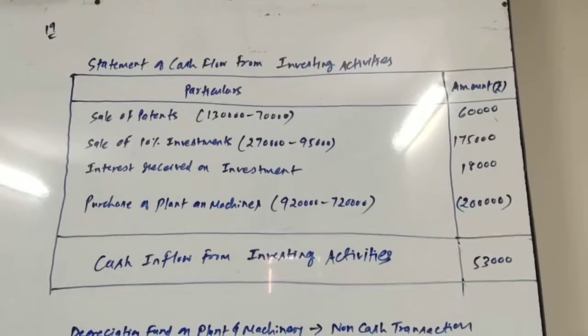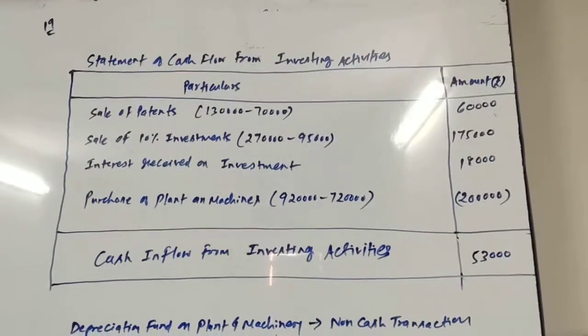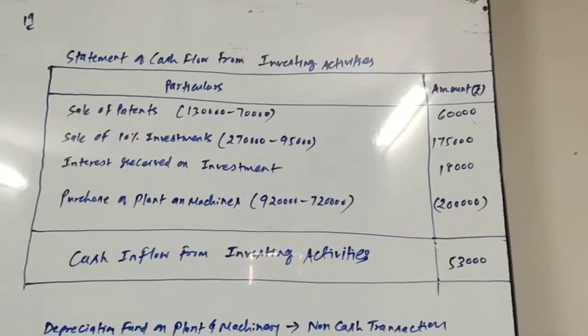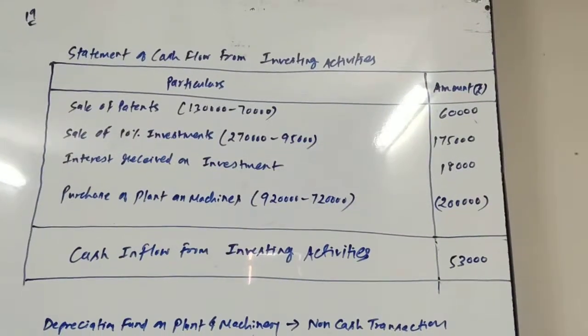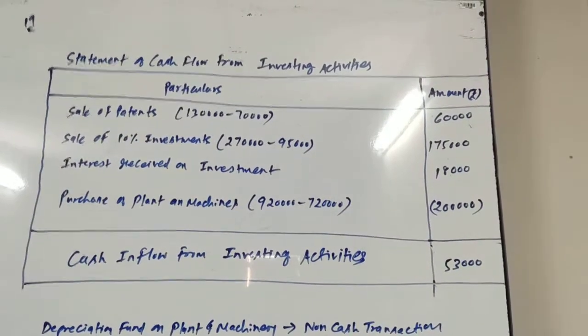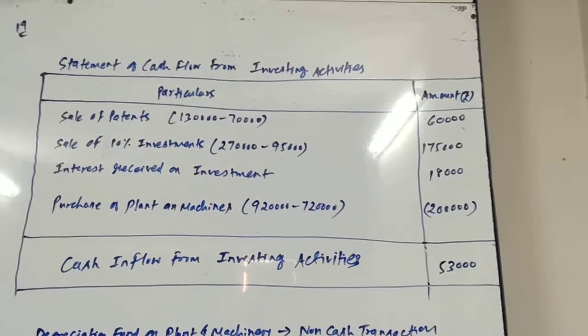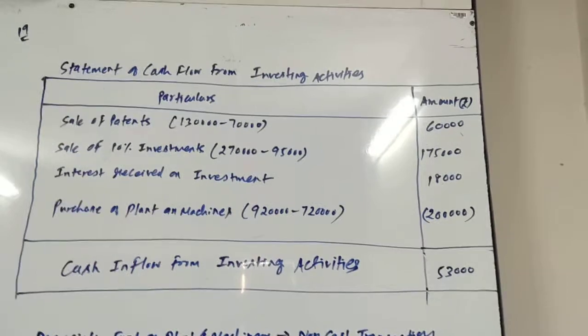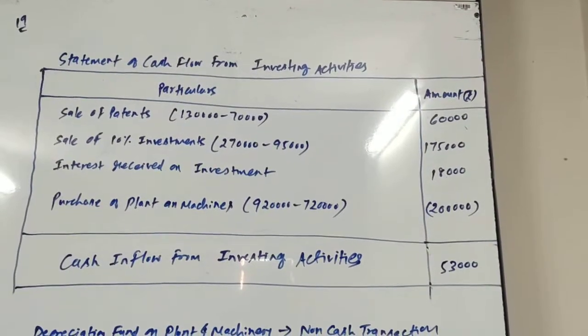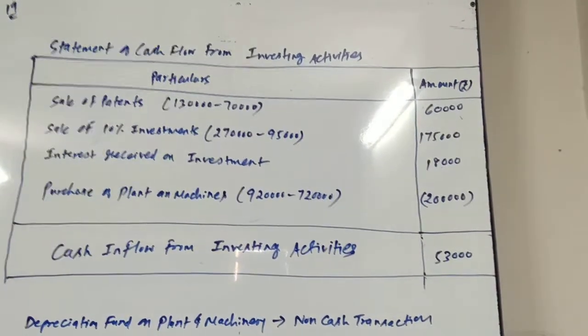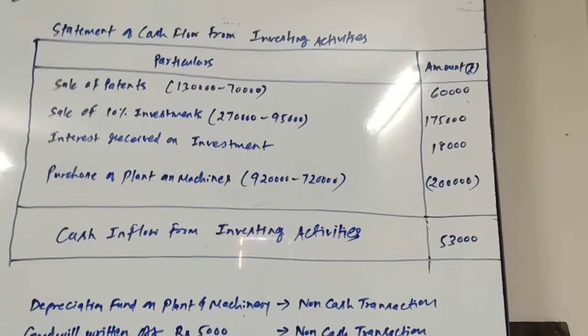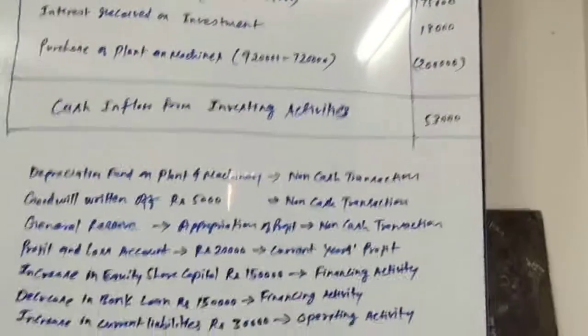So only these 4 items will be considered here, and when we make the total, we find that there is total cash inflow rupees 2,53,000 and cash outflow rupees 2 lakh, which is shown in bracket, that is purchase of plant and machinery. So net rupees 53,000 is the cash inflow from investing activities.